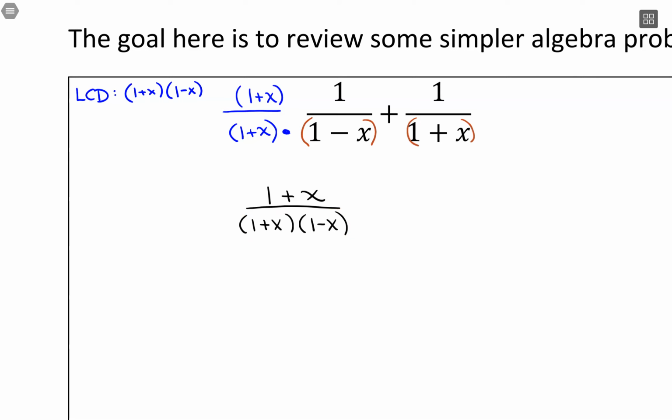Now I'm going to do the same exact thing to the second term. I have this 1 plus x there, but I'm missing the 1 minus x. So I need to multiply that 1 minus x onto the denominator, which means I also need to multiply it onto the numerator. So I'll have this big plus symbol, then in the numerator 1 times 1 minus x over 1 plus x times 1 minus x. And now I have my common denominator. I have the same thing in the denominator, which means I can add together the numerators.